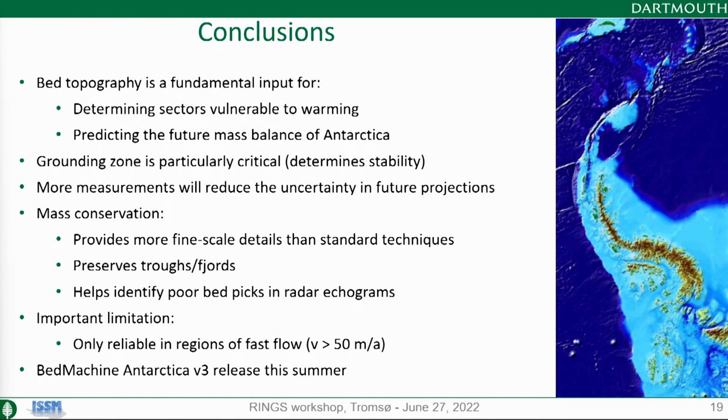More measurements will further reduce that uncertainty, not only in mapping, but also in projections. Because as you saw in Alex's talk, if you reduce the uncertainty in the bed topography, you automatically reduce the uncertainty in predictions. So mass conservation provides more fine-scale details, preserves troughs and fjords, and in some cases, helps identify poor bed picks. It's also reliable and fast. BedMachine is constantly updated. The next release will include the new version 2 IPSCO and other measurements that have been collected.